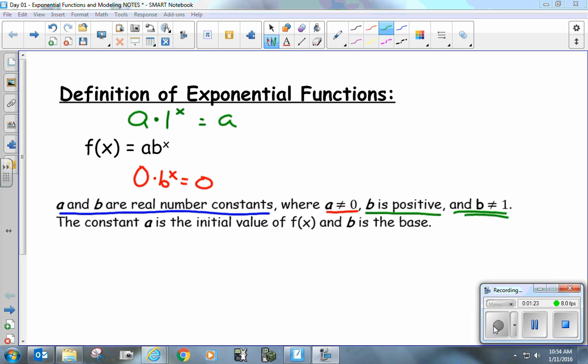So b cannot be 1, and a cannot be 0. Otherwise, we will cease to have an exponential function. A couple of things here. A is what we call the initial value, and B is the base. B also tells us other things, but we'll get into that in a moment. But A is the initial value, and B is the base.